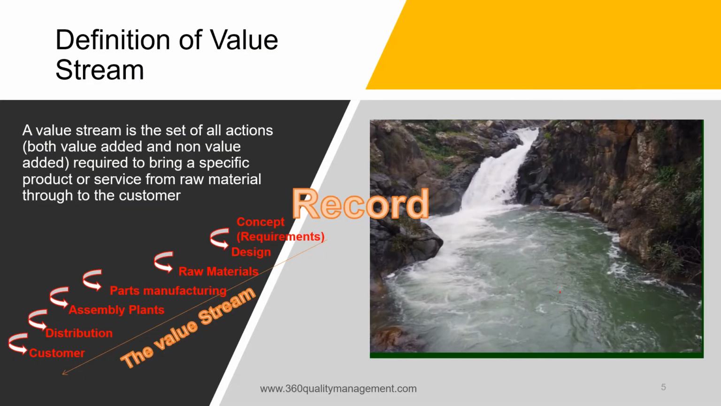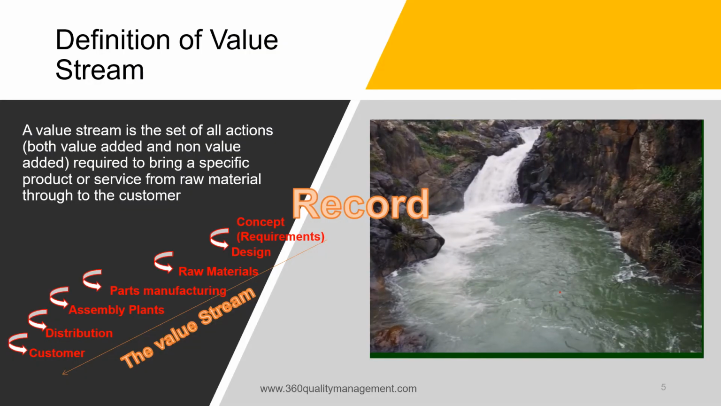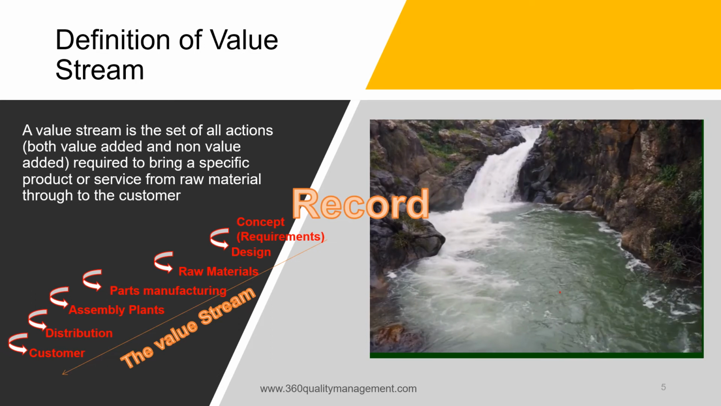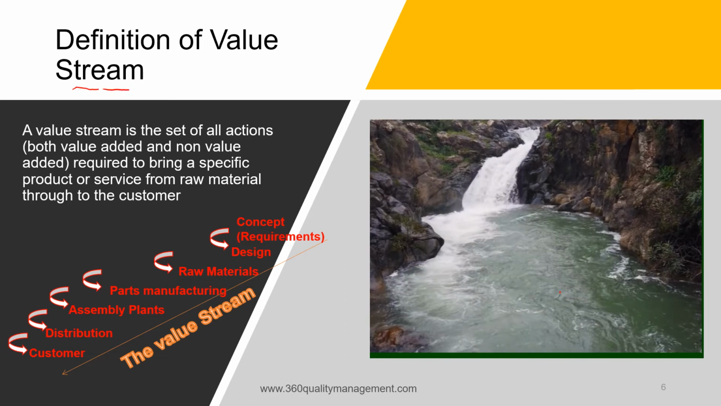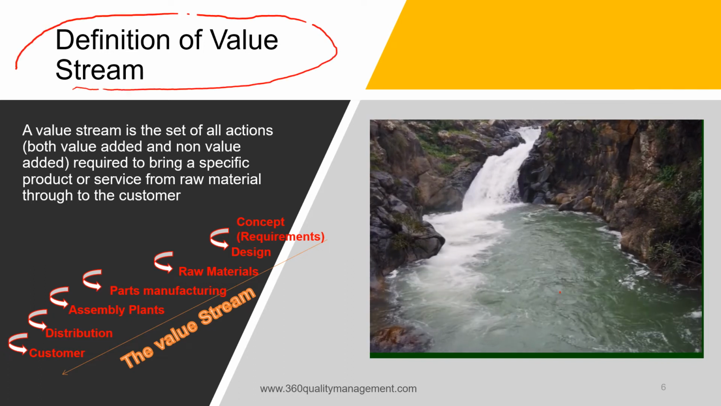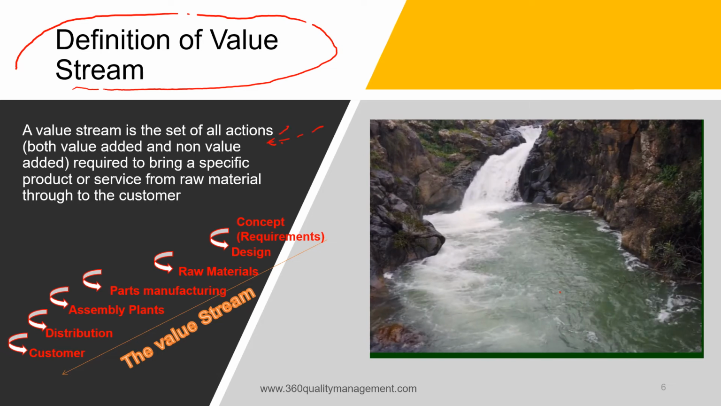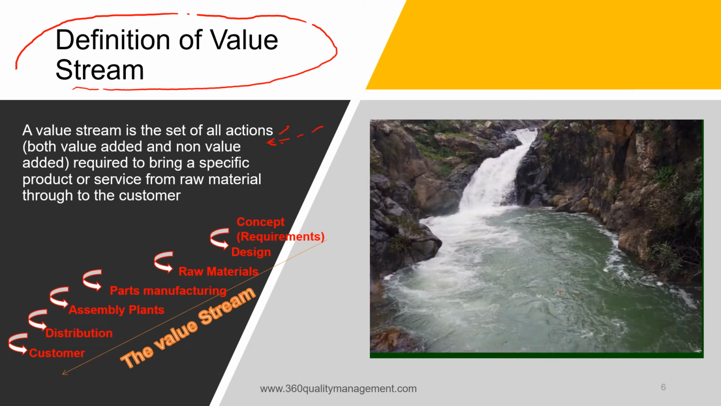In order to understand waste from a lean perspective, we will need to know what a value stream is. Let's define what a value stream is here. A value stream is a set of all actions or activities, consisting of value-added or non-value-added, that are required to bring a specific product or service from the raw material through to the customers.